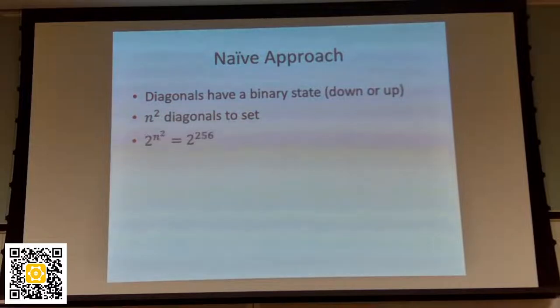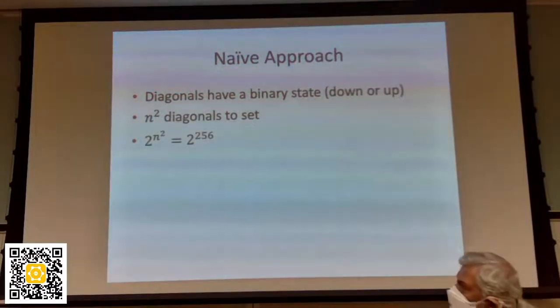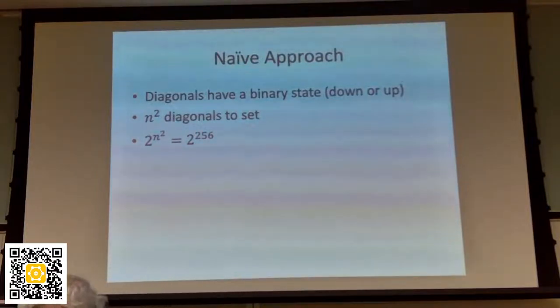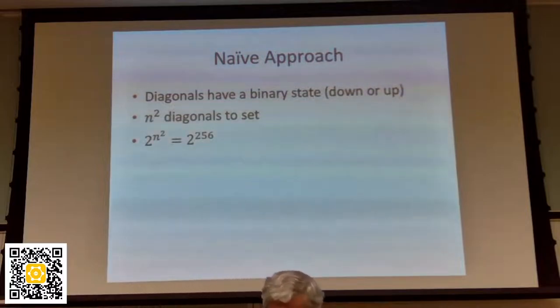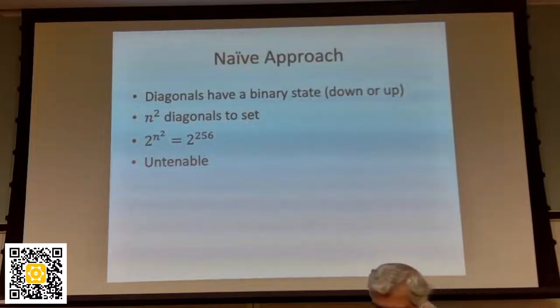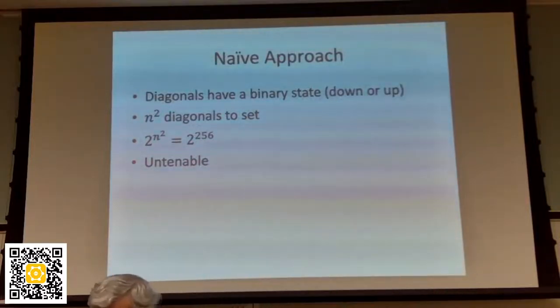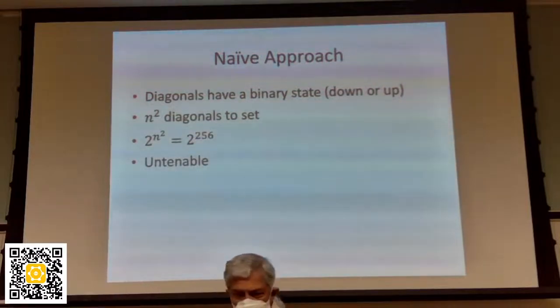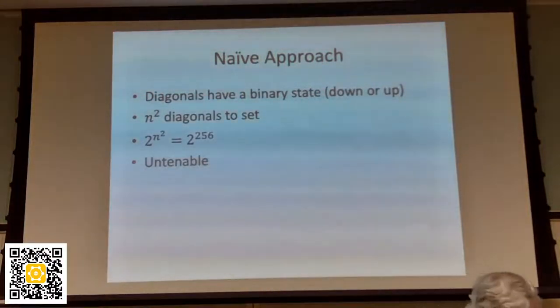N squared can be up to 64. 256 is not something you want to play with, right? That's too large a number, forget it. So it's not 64, it's 256, right? Because n is 8. So what do we do? This approach is not going to work. You can't go and do exhaustive brute force approach. So where do you make things better?